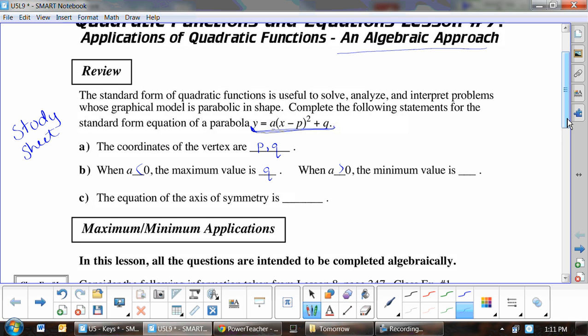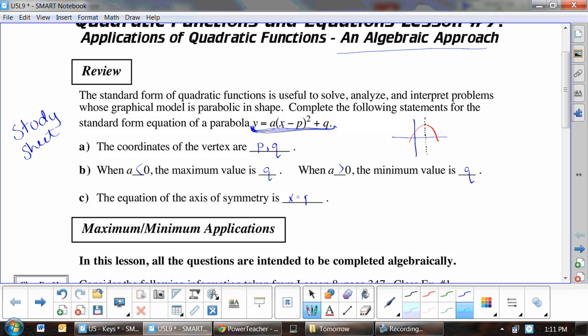And then this is the same thing. When A is greater than 0, the minimum is still Q. Okay? So just by looking at an equation in this form, we know what the maximum and minimum are. So we don't have to use our calculator. And then they ask for the equation of the axis of symmetry. So this is our graph, and this is our vertex. That axis of symmetry is what goes through here. We split it in half. Exactly. So it's x is equal to p.